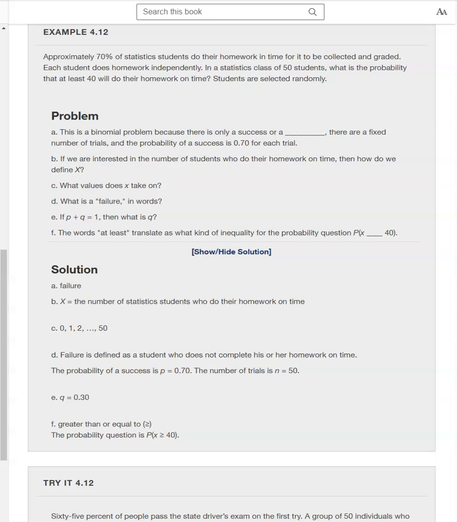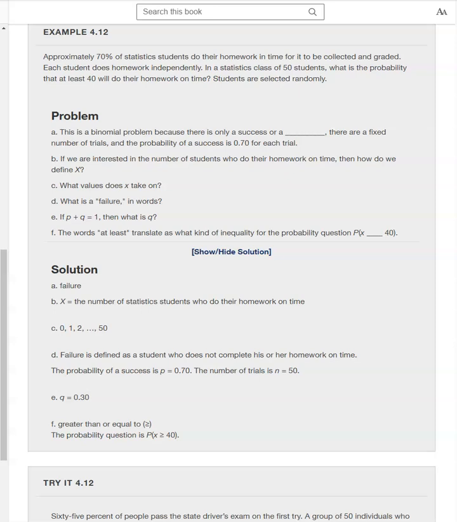Well, part A is just a fill in the blank. It says this is a binomial problem because there is only a success or a failure. In other words, there are only two outcomes, and that's why it's called binomial. So in addition to having two outcomes, there are a fixed number of trials, which is 50 students. Each student is considered a trial, and the probability of success stays the same. It is going to be 70% for each trial, and also they're independent, which is important. So all of those conditions form a binomial distribution.